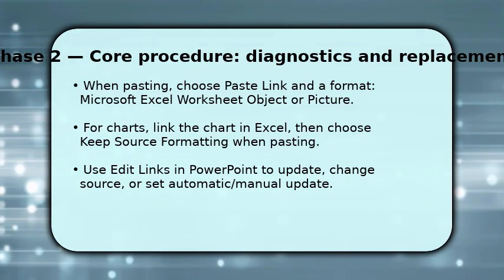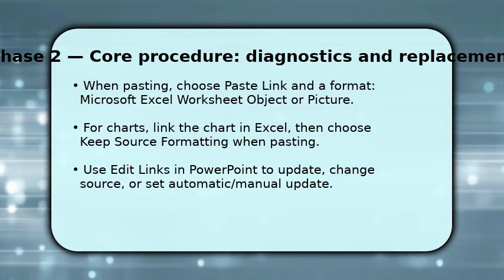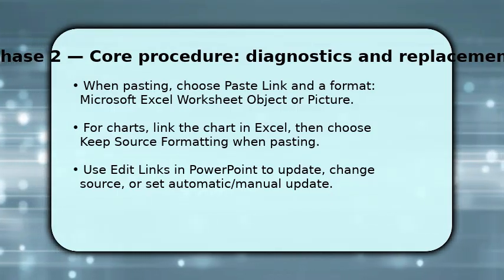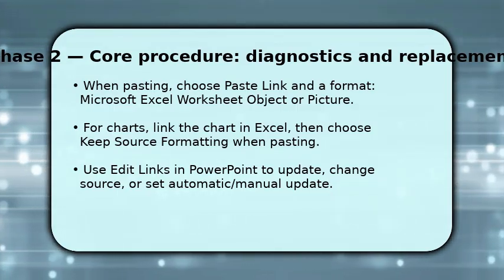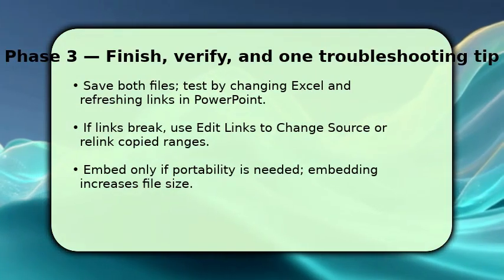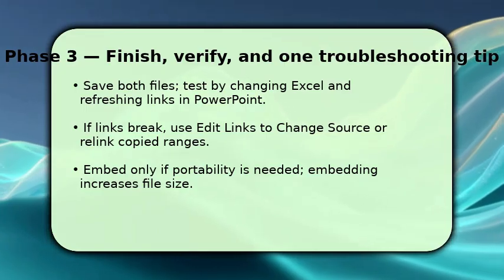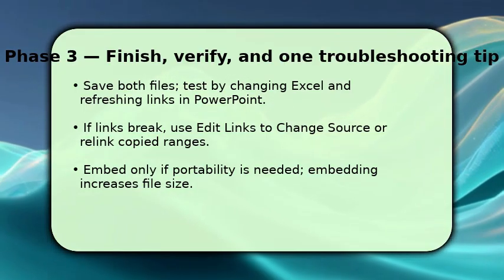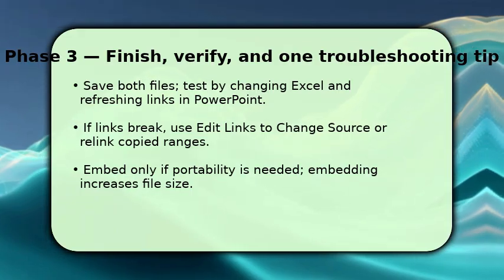Also make sure both files are saved in stable locations. Moved or renamed sources break links, so use consistent paths or network shares for reliability. Finish by saving and testing. Change a value in Excel, then open PowerPoint and either reopen or use Update Link to confirm the change appears.